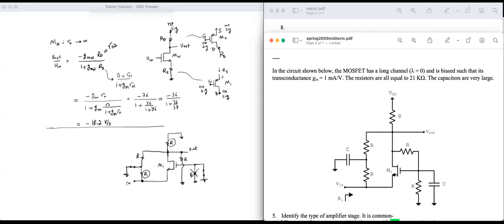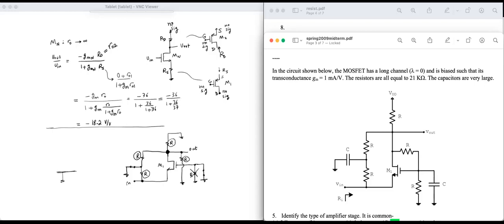This is between the output here and ground. But so is this. That's also between the output and ground. And this, it's also between the output and ground. So I have one resistor R between the input and ground, and three resistors R in parallel between the output and ground, and one resistor which can be removed completely because it's shorted by the capacitor.